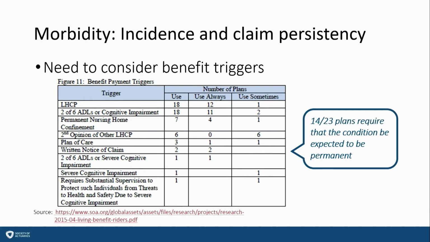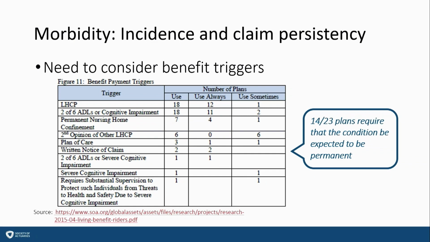In terms of data sources, for incidence, the key one is obviously determining what trigger are you going to use, because your mortality is going to be linked to it. So again, going back to the same SOA survey, you can see that there's a variety of answers to that question. Some companies are using 2 out of 6 ADLs, which seems to be the most popular answer. So 2 out of 6 activities of daily living, like eating, dressing, bathing, or cognitive impairment. In some cases, they use this definition with severe cognitive impairment.